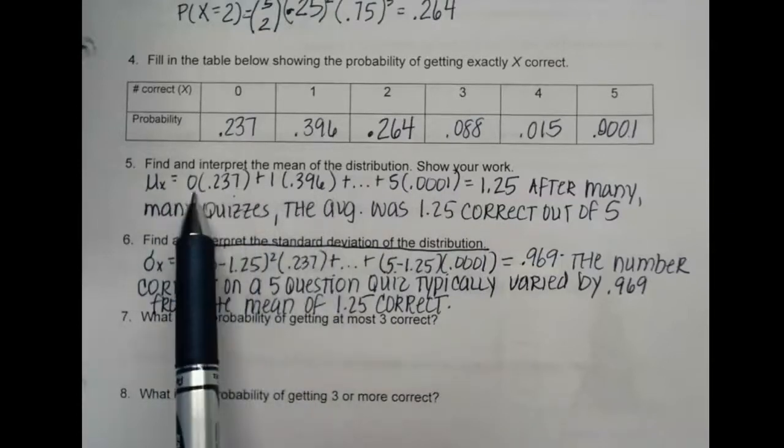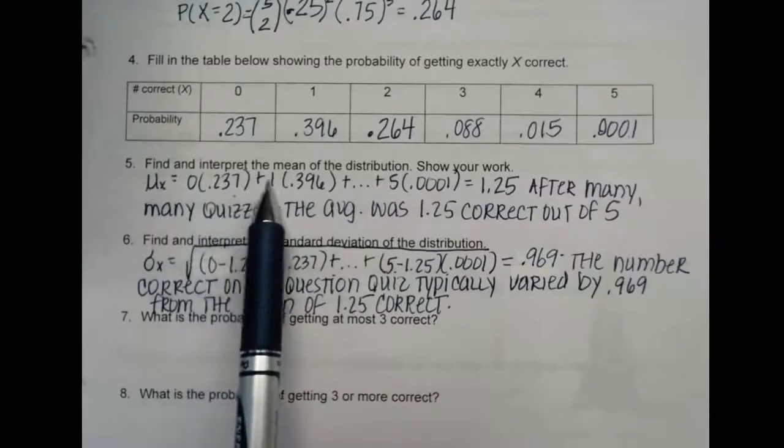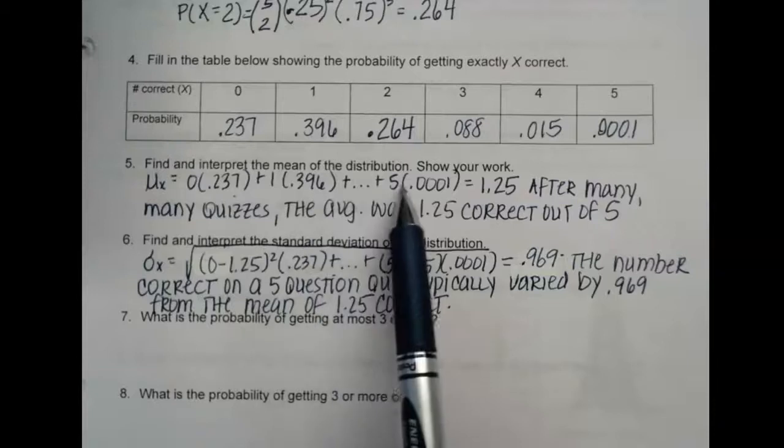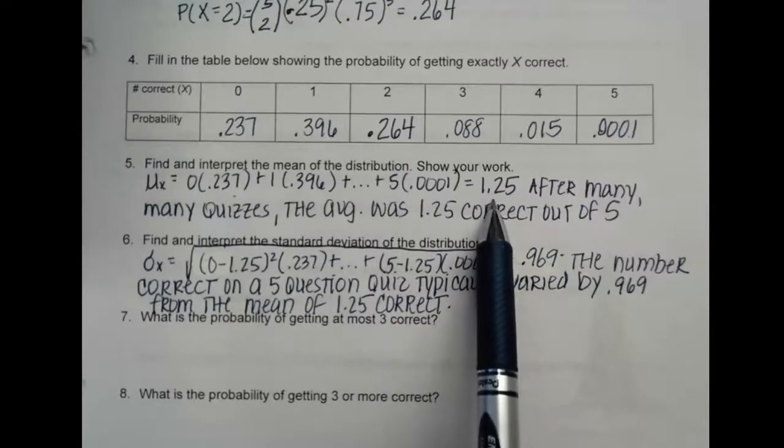So this was our expected value. You took the value times the probability plus the value times the probability. I didn't show all of them. That's what the dot dot dot in the middle is, but I'm showing the reader that I know where my numbers are coming from, and I got 1.25.